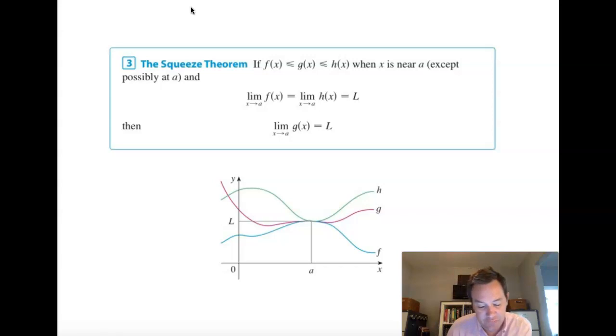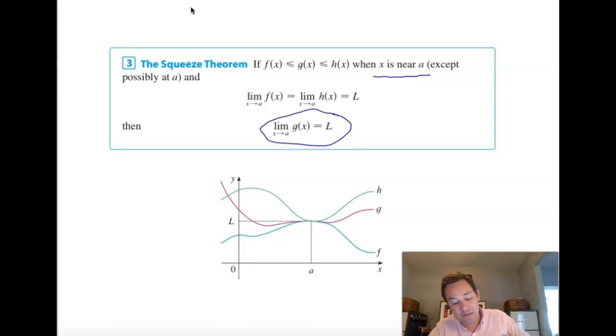It says if f is less than or equal to g, which is less than or equal to h, when x is near a, except possibly at a, and the limit of f of x as x approaches a equals the limit of h of x as x approaches a, which equals L, then it must be true, our conclusion is it must be true that the limit of g of x as x approaches a also equals L.